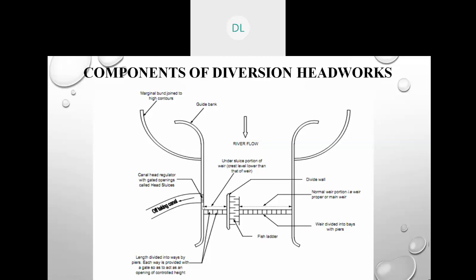So these are heavy structures. They contain the water. This is done through consolidation and compaction of soil, and then pitching onto them, so that they do not get eroded by the rilling current or by the current which is overflowing over the weir. So guide banks guide the flow into here.